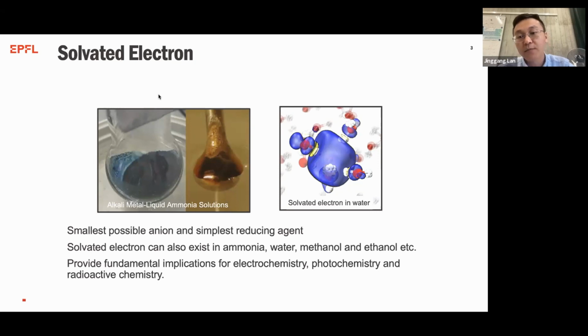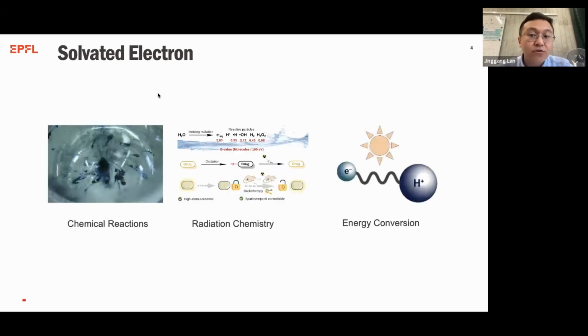The solvated electron in water was first discovered by Hart and Boag in 1962. It is known to be the smallest possible anion and also the simplest reducing agent. Understanding the properties of the solvated electron can provide useful knowledge and fundamental implications for many areas like electron chemistry, photochemistry, and radiation chemistry. The solvated electron has a wide range of applications. For example, it has been widely used for chemical reactions, such as Birch reduction, which can reduce the benzene molecule.